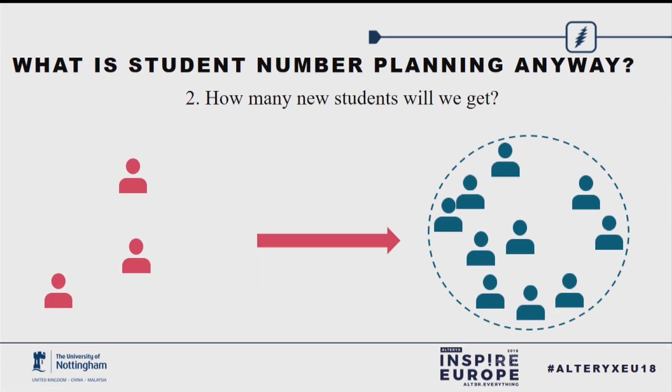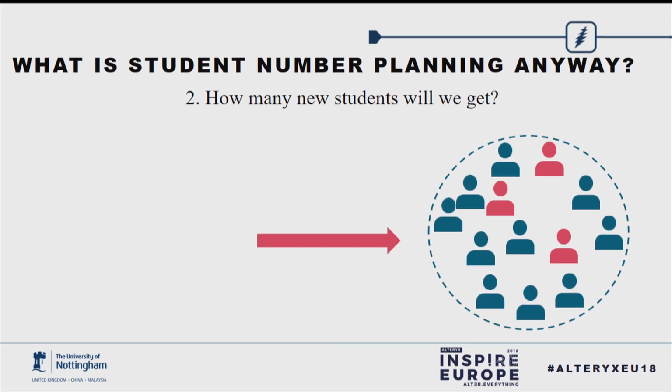And then we need to know how many new students we're going to get. Again, that must be fairly straightforward. I'm guessing you probably worked out what these red people are going to do. They're going to move over, and they're going to join our student body of our forecast population. We just keep on repeating that for how many years. We forecast 5 years into the future.